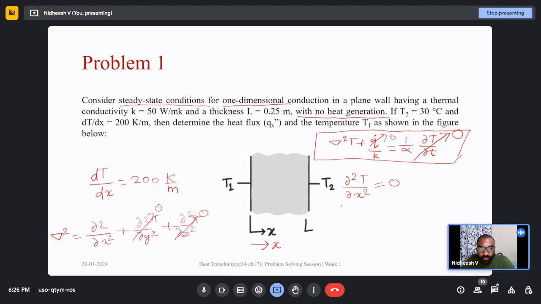Now what we can do is integrate this expression twice. Since it is no more a partial derivative, it is varying only with respect to x, integrating it once would mean dT by dx is equal to C1, right? A constant.